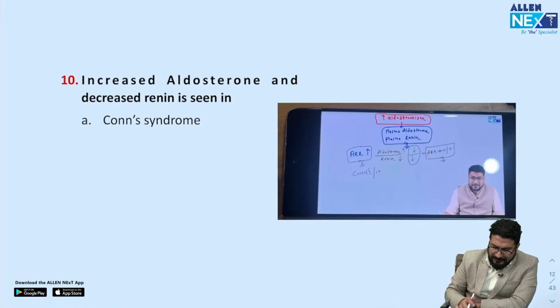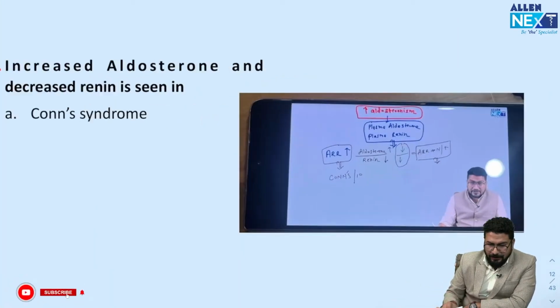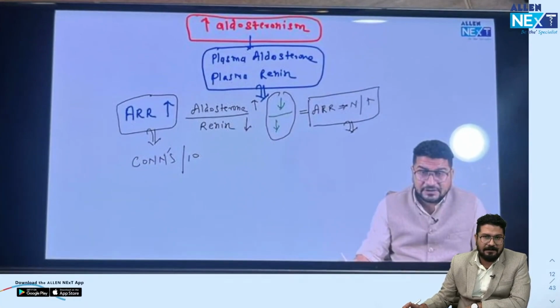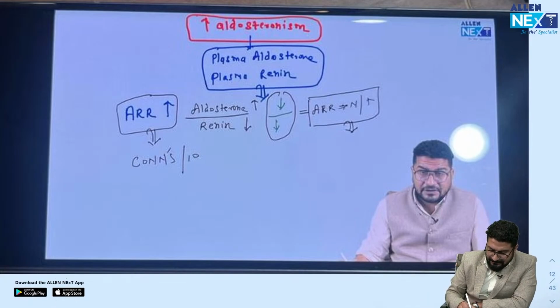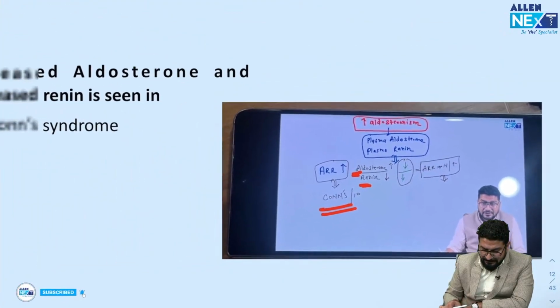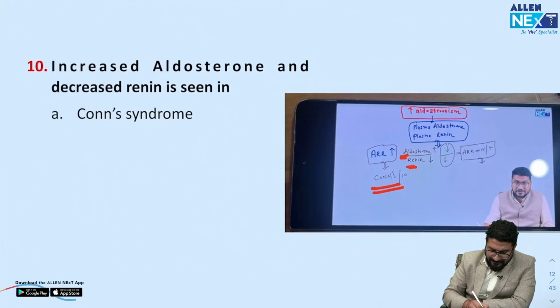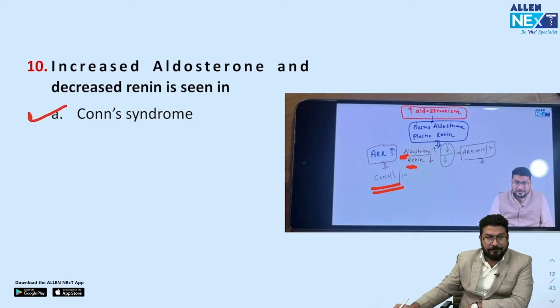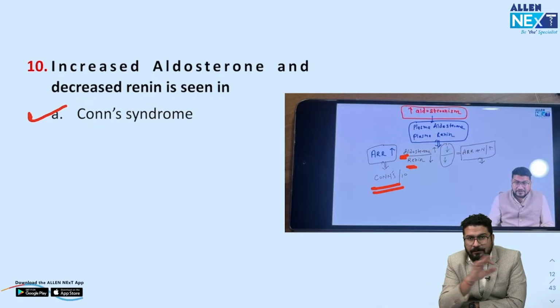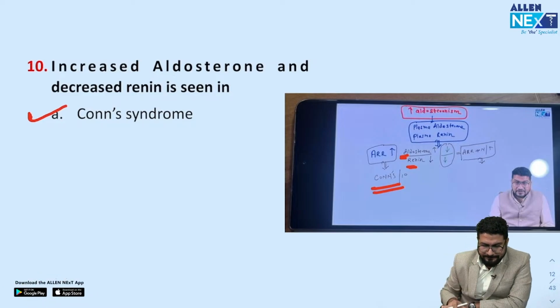Increase aldosterone and decrease renin is seen in. I could not get the other options, but what I can show you is what we have discussed in our app, that is increase aldosterone and decrease renin. That is a classical feature we see in a patient with Conn syndrome or primary hyperaldosteronism. Clear? You can also type in the comment box what the other options are. In our app and on YouTube we can make a full video with all 4 options.